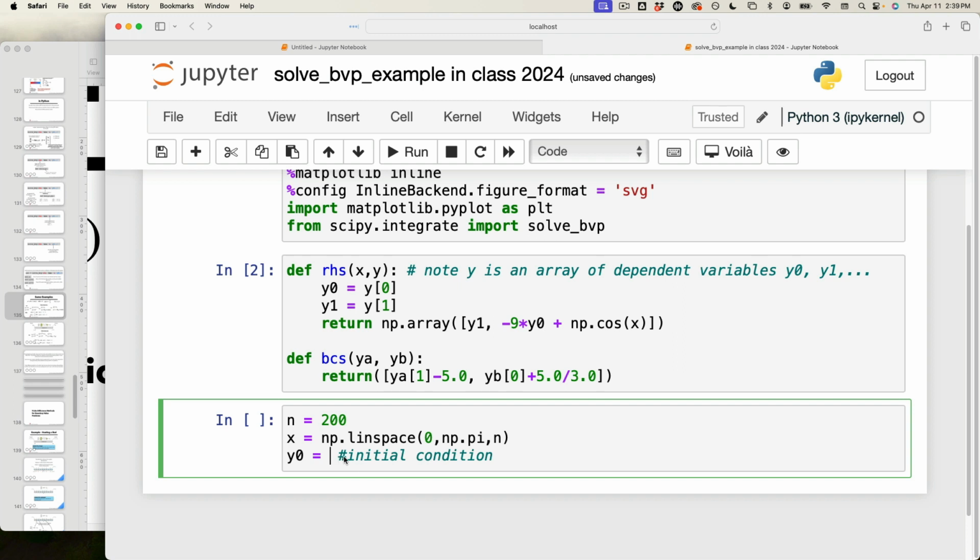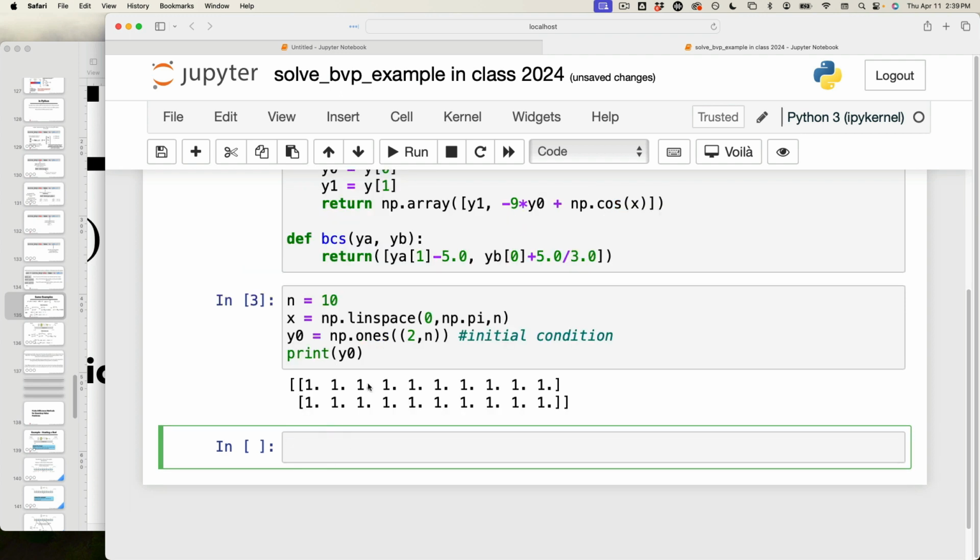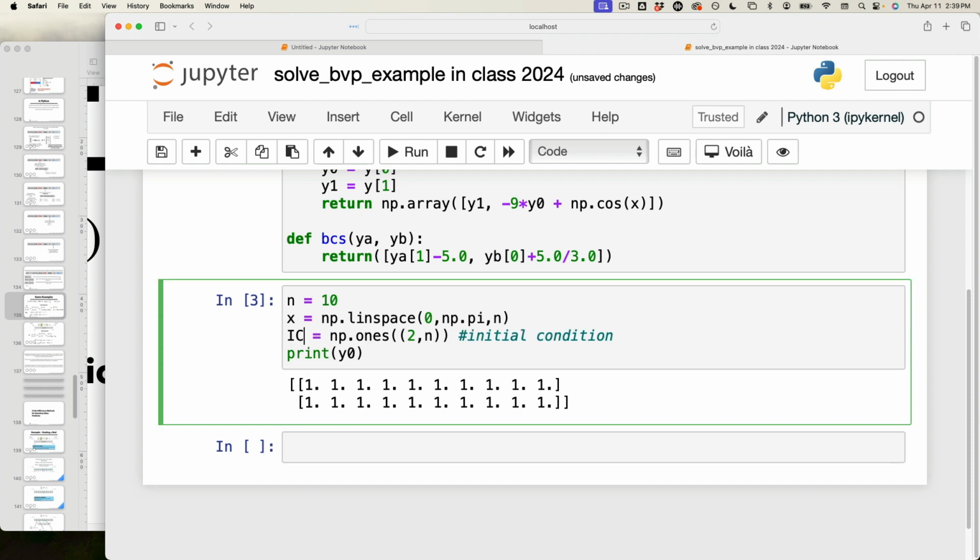Okay, so let's do that. It's going to be, let's do it as ones of size 2 times n. So you have two dependent variables, n initial guesses, right? If you don't like this, print y0. So let me put 10 points here. y0 is for this initial condition, or let me call it IC. Okay, let me call it IC, so you're not confusing this with y0, the dependent variable.